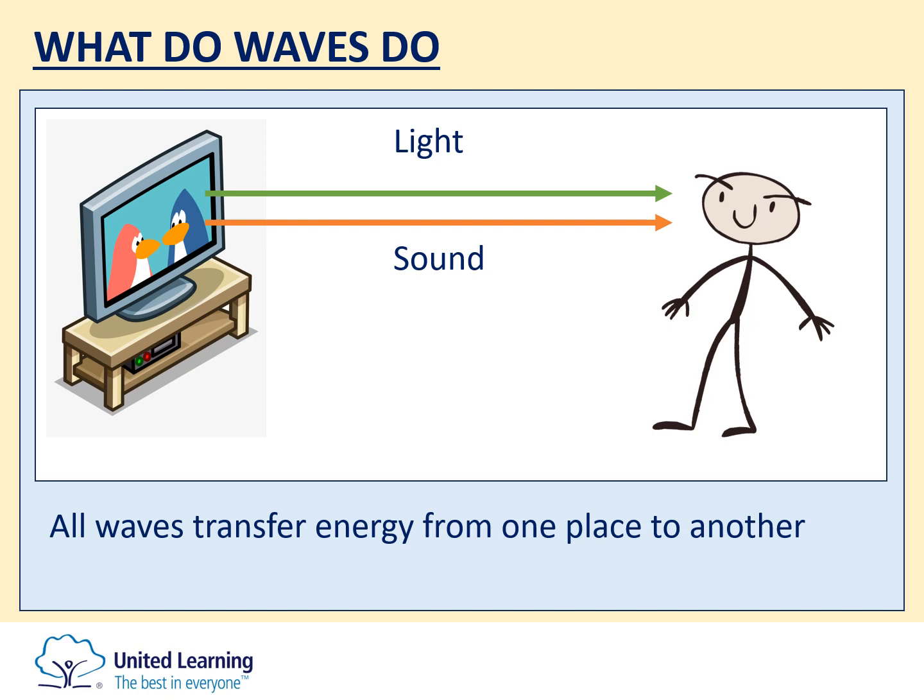And as they travel through a material, they cause that material to vibrate or to oscillate. Once the wave has travelled through that material, those vibrations cease. So the material is only vibrating whilst the wave is travelling through it. But these two types of wave are slightly different in the way that they operate.